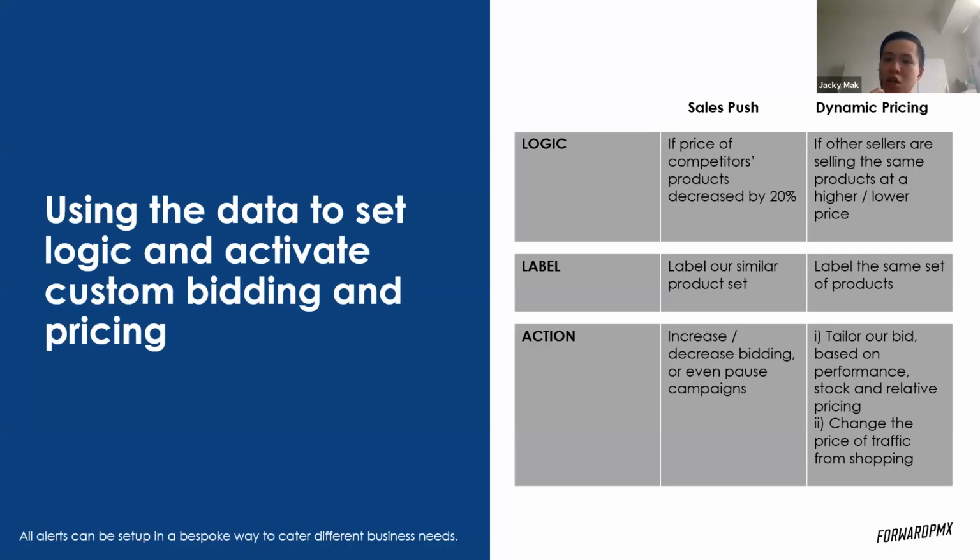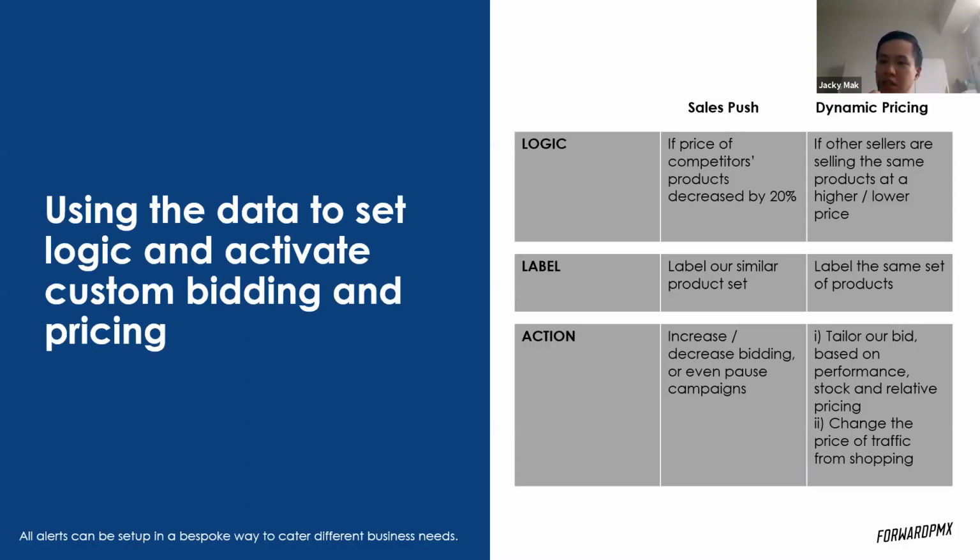One example is how we can use this data to have a sales push. For example, if you saw that the price of a competitor product increased by 20%, which should be calculated automatically, then we can label our similar product set, and decide whether we should increase or decrease our bidding or even pause the campaign. If they are going to decrease their price, we won't be selling the product anyway. We can just pause our campaign for a while without any manual optimization to be done.